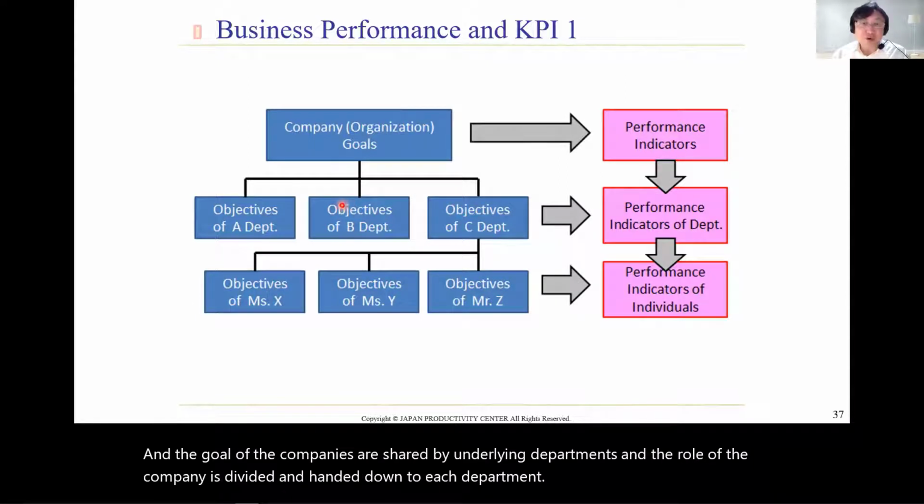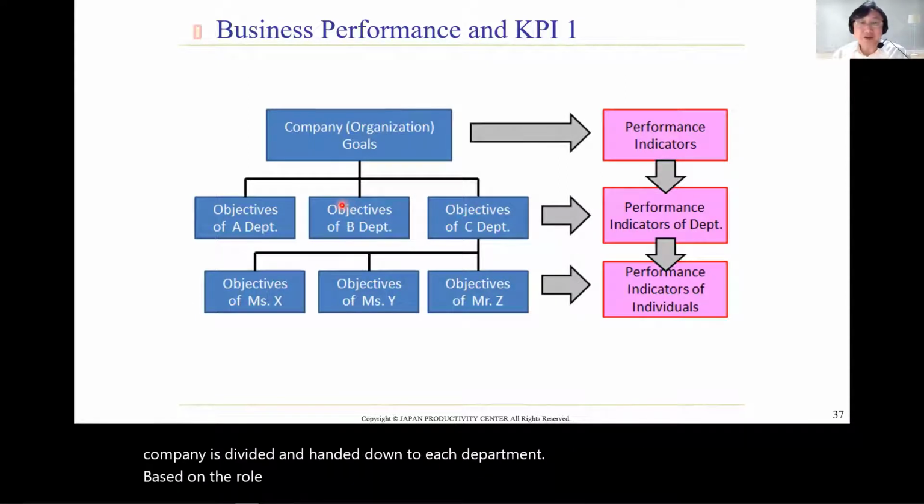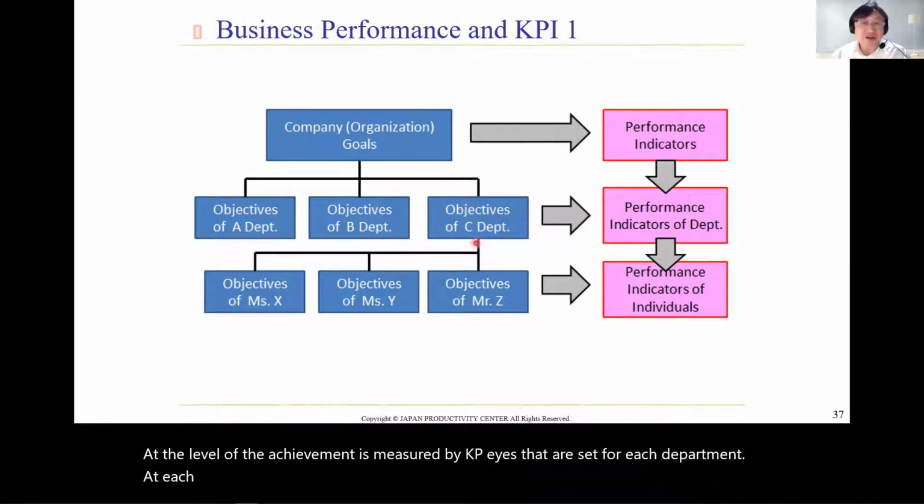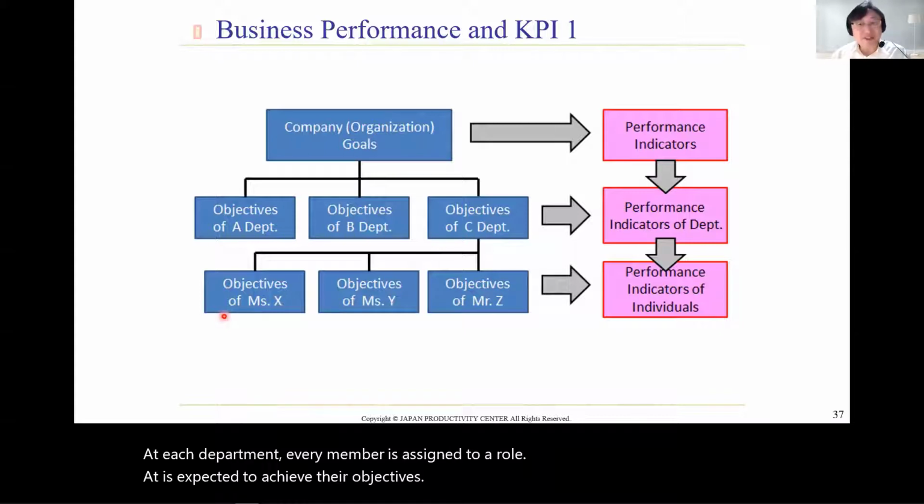Based on that role, each department sets objectives. And the level of the achievement is measured by KPIs that are set for each department. At each department, every member is assigned to a role and is expected to achieve their objectives. And their performances are measured numerically by KPIs set for them.